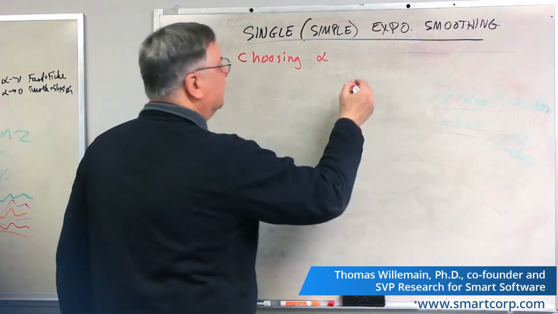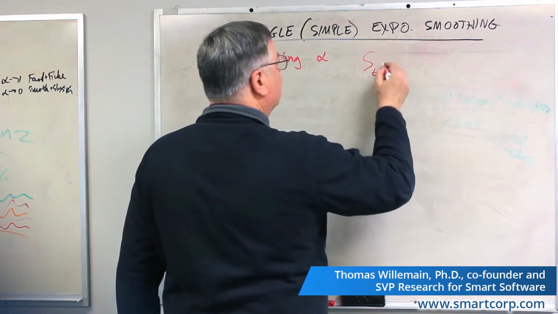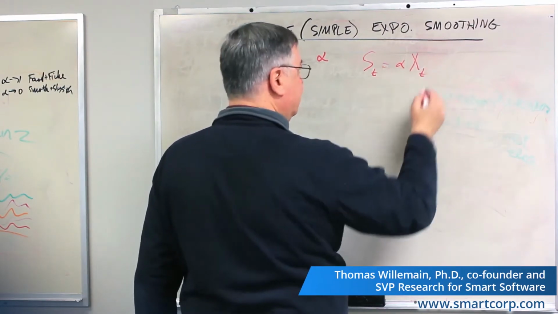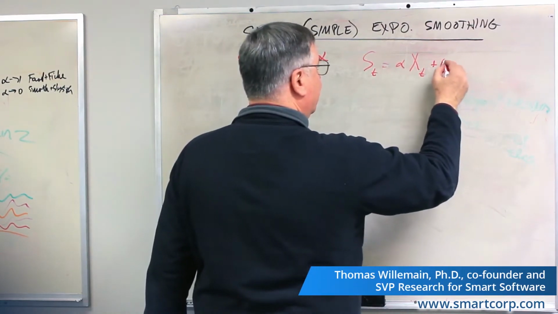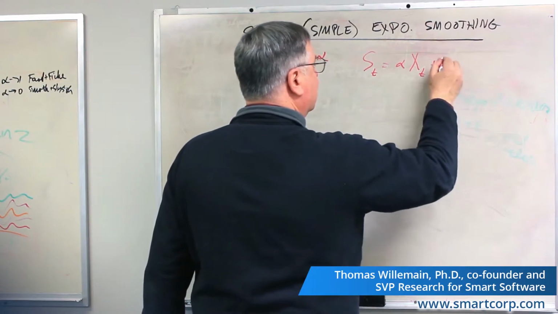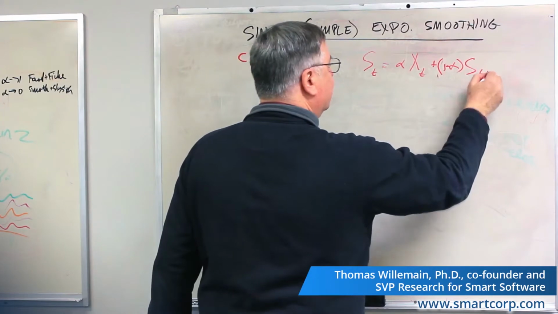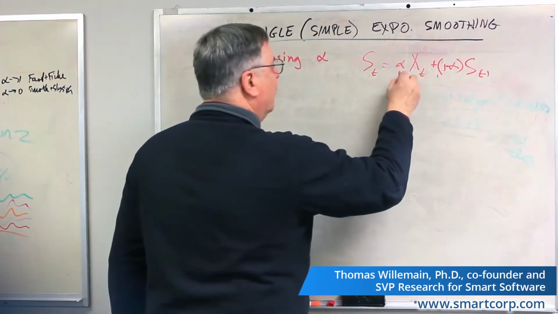So what does it mean to pick the right value of alpha? Remember, the equation is that the smooth at time t is a combination: alpha times the actual observation plus 1 minus alpha times the previous idea of where the middle was. So what is alpha?